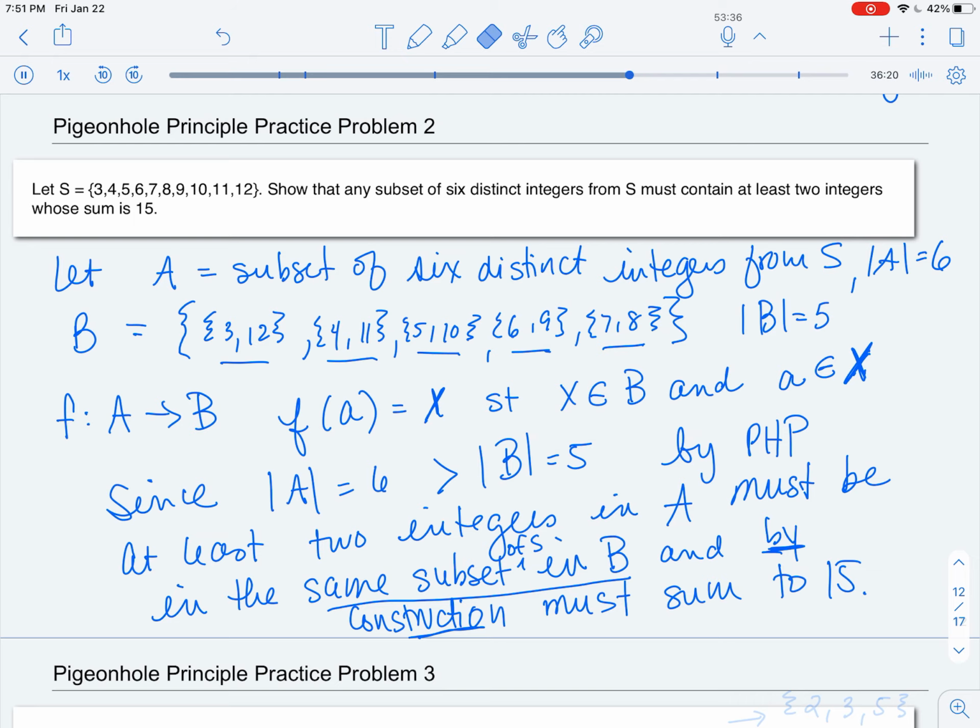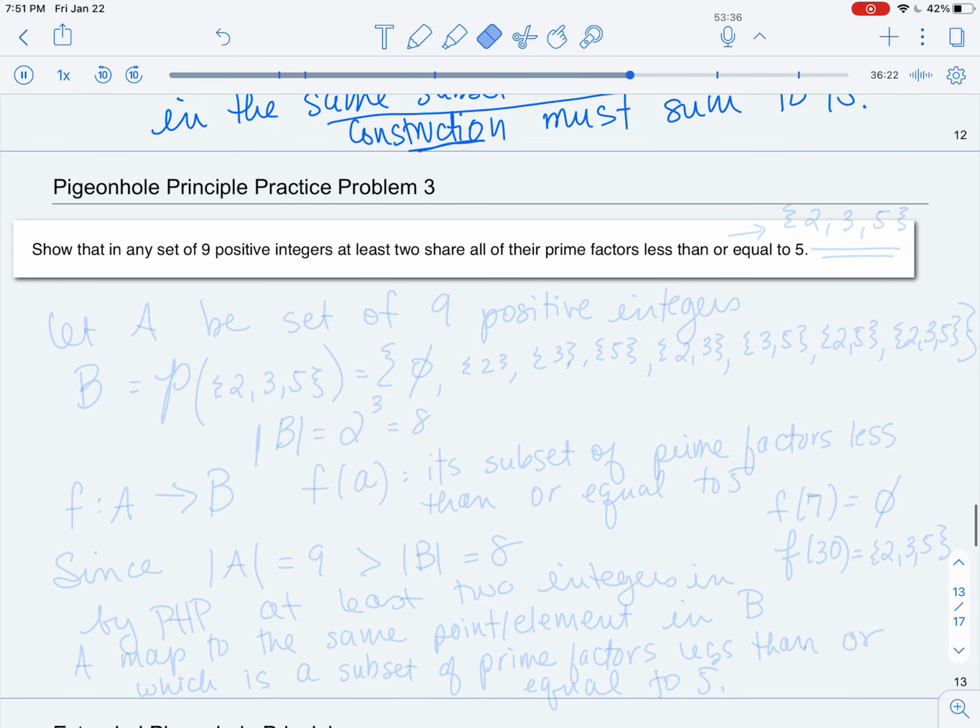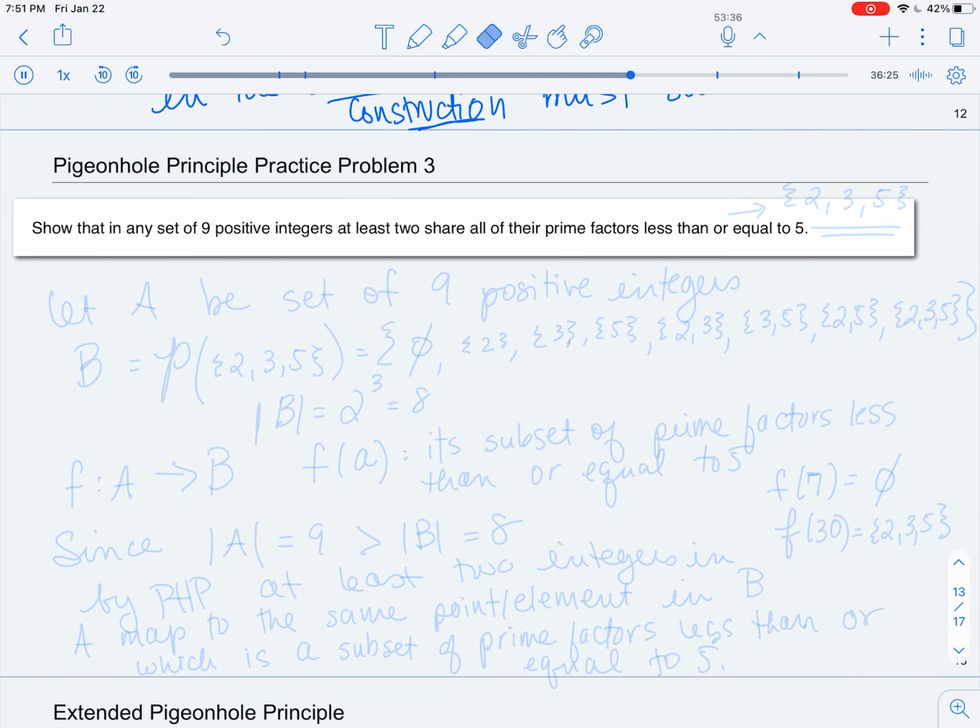Okay, let's look at another example. Now, for this example, we want to prove the claim that for any set of 9 positive integers, at least 2 share all of their prime factors less than or equal to 5. In some respects in this problem, we're thinking about what our pigeons and holes are, but our hands are tied because we're told what our set of pigeons is. So let A be a set of 9 positive integers.